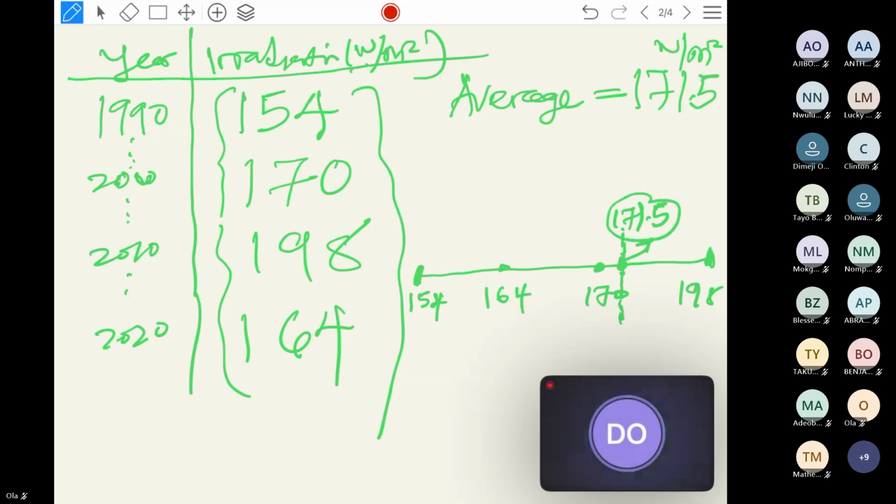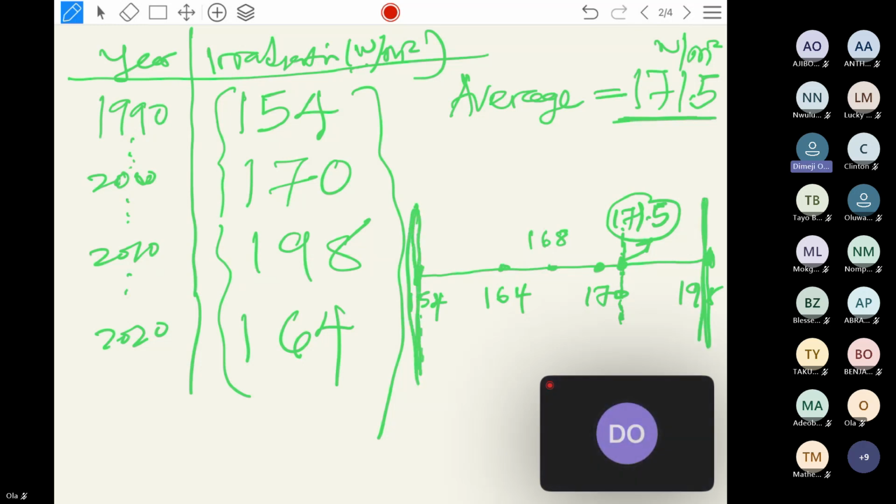Just 1 point. Now, if he decides to go ahead with the optimization of the system based on an average value of 171.5, if tomorrow the value comes to this place, maybe 168, whatever results he has obtained based on 171 may no longer hold, because he used a 1-point value of 171.5.